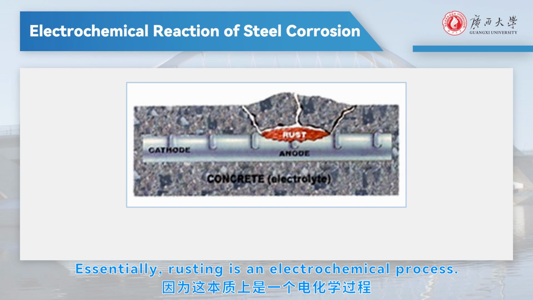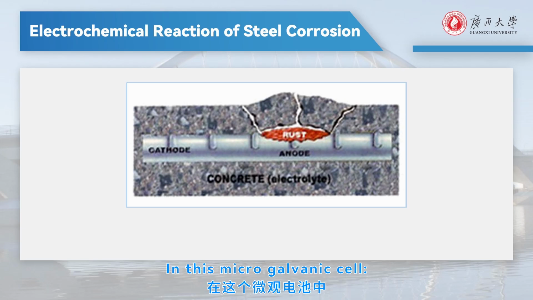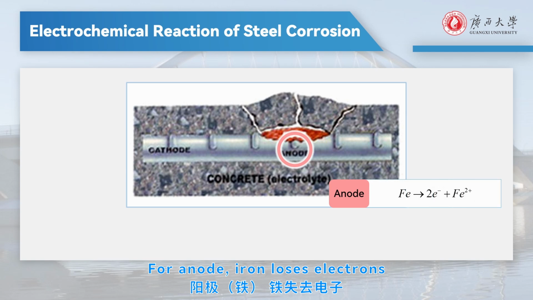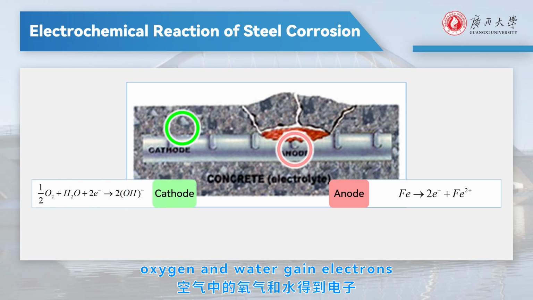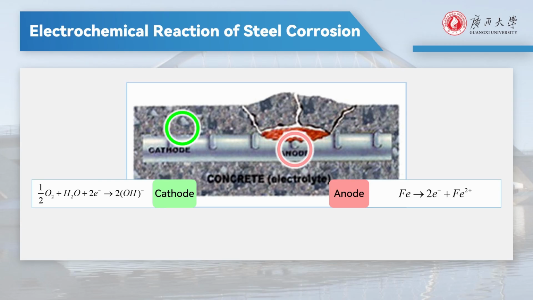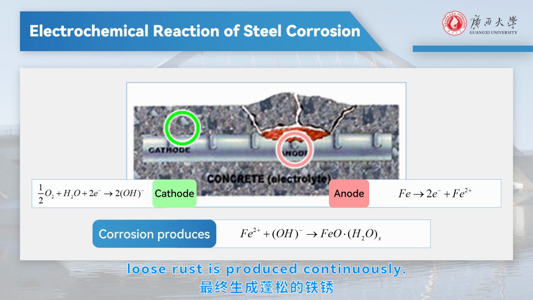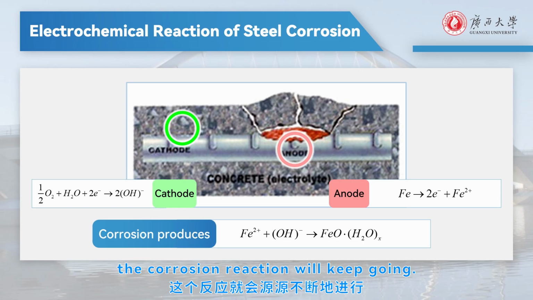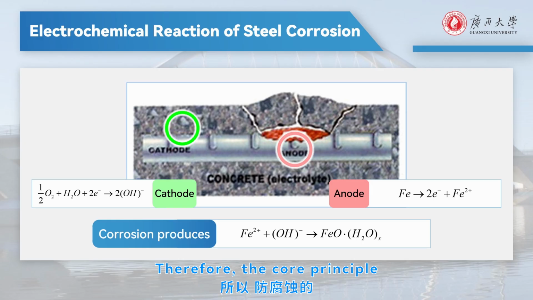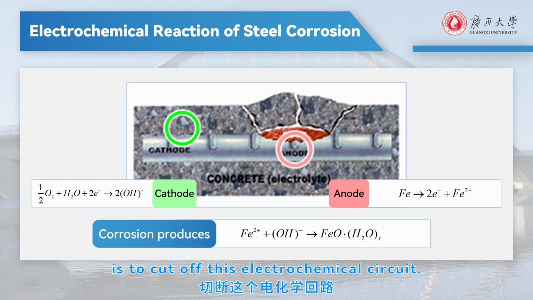Essentially, rusting is an electrochemical process. In this microgalvanic cell, for anode, iron loses electrons and turns into ferrous ions. This is the source of rusting. For cathode, oxygen and water gain electrons and form hydroxide ions. When these two combine, loose rust is produced continuously. As long as iron, water, and oxygen exist together, the corrosion reaction will keep going. Therefore, the core principle of anti-corrosion protection is to cut off this electrochemical circuit.